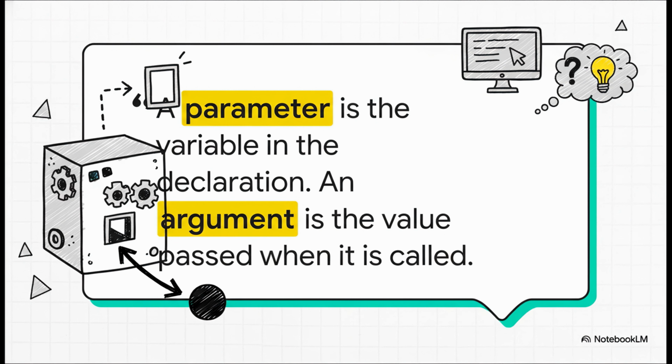Now listen up, because this is something that trips up everyone at first. Parameter versus argument. Here's the simple way to remember it. The parameter is the placeholder in the recipe, like amount of flour. The argument is the actual stuff you use when you bake, like 2 cups.